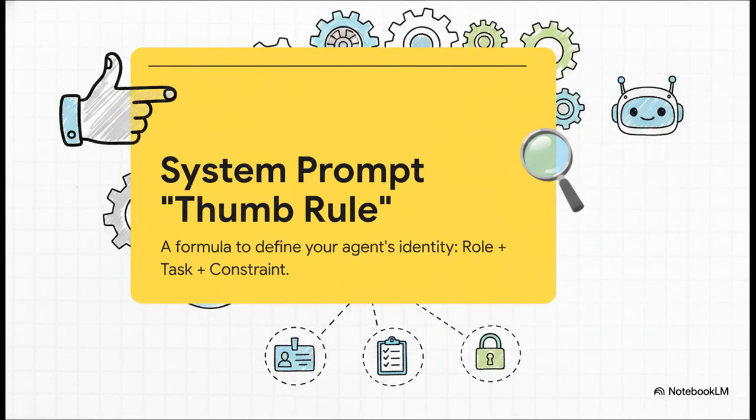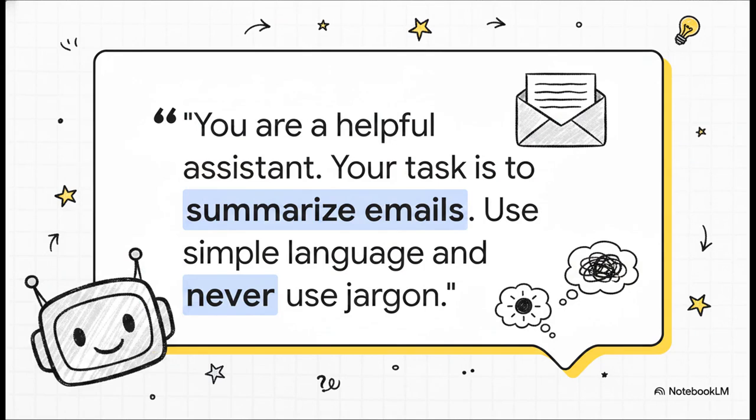Okay, now this is a really cool concept, the system prompt. This isn't just some technical setting. Think of it as the job description for your digital employee. This is where you tell it exactly who it is, what it's supposed to do, and how it should act. And this rule of thumb of role, task, and constraint makes writing this so easy. And check this out. This is a perfect example of how that works. See how clear that is?